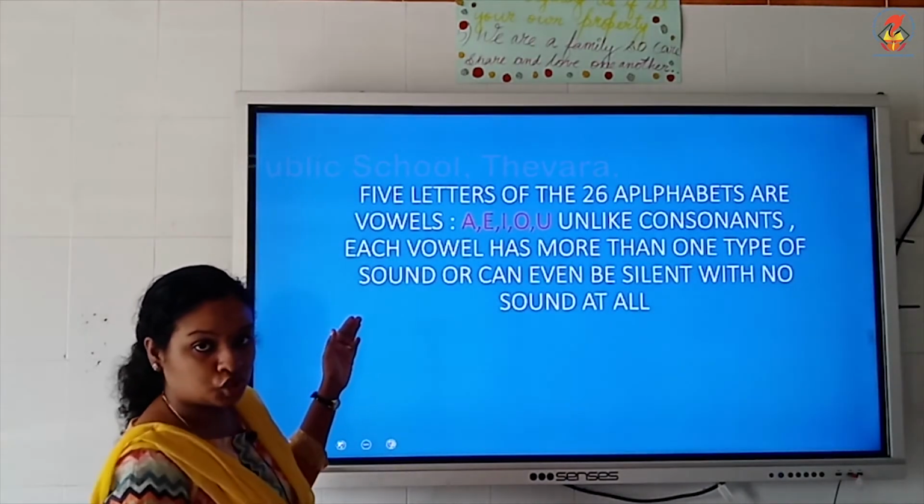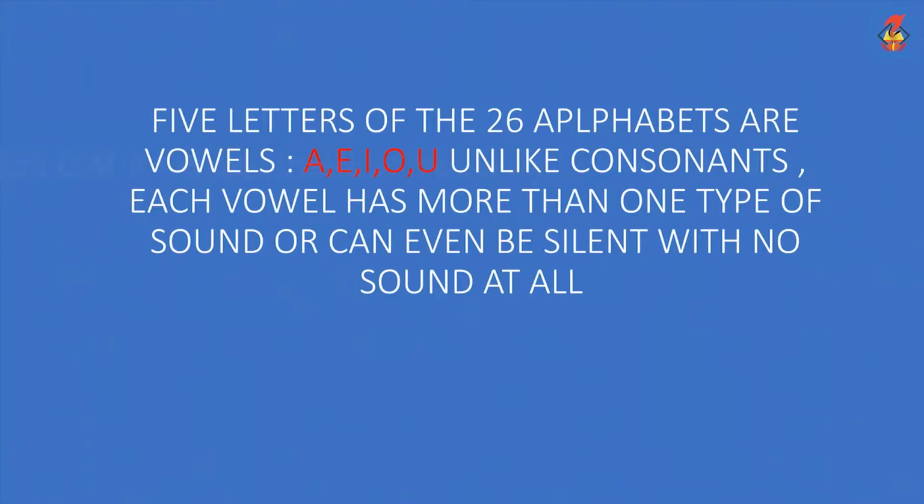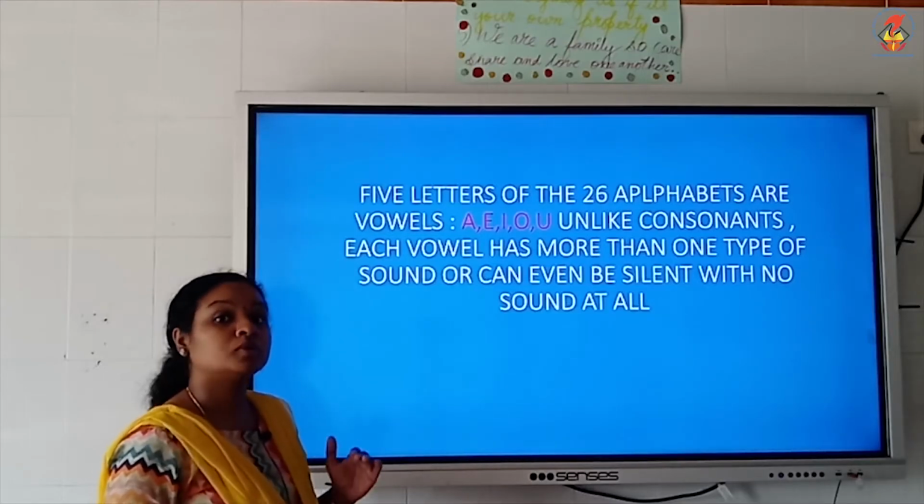Just take out your worksheet. So when I am reading, you just point out in your worksheet. Okay, each word you have to point out and try to read after me. 5 letters of the 26 alphabets are vowels. A, E, I, O, U. Got it? Vowels differ from consonants.